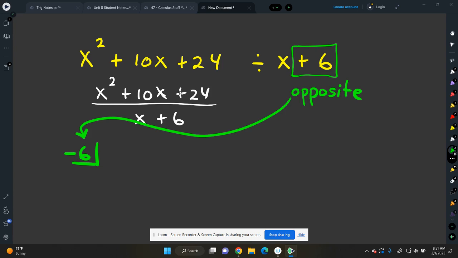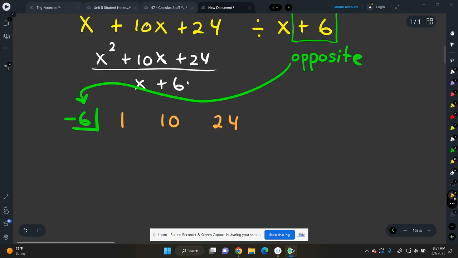All right, what's our next step? Get your coefficients. Where are my coefficients coming from? X squared, 10x. So what's the coefficient of the x squared? 1. What's the coefficient of the 10x? And what's the coefficient of the 24? Okay? Everybody understand where those numbers came from? Yeah, right. Okay. Now, draw a line.